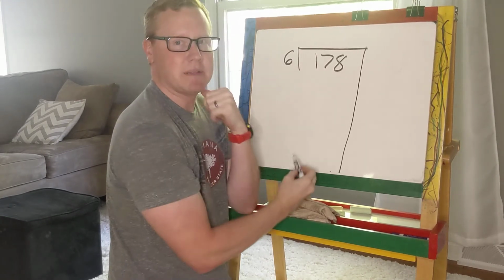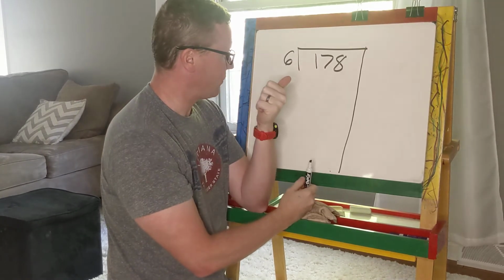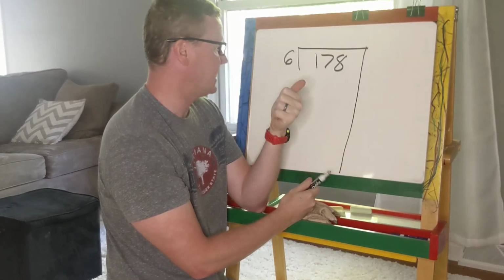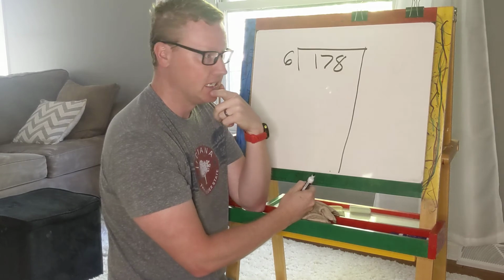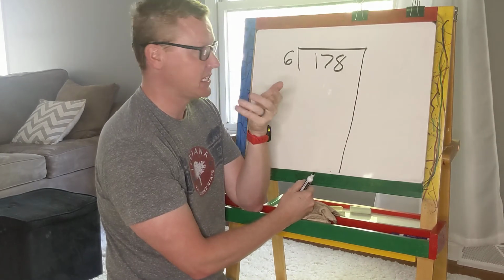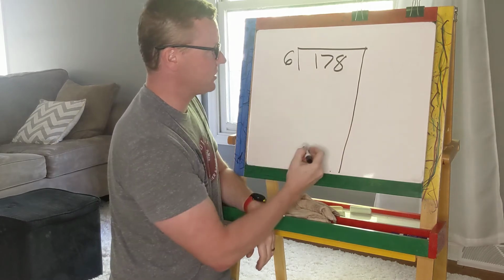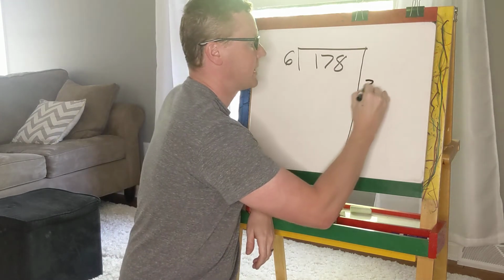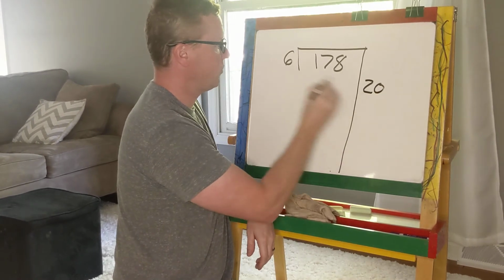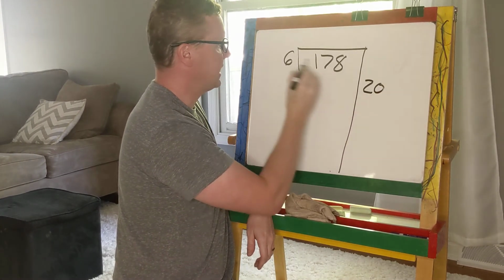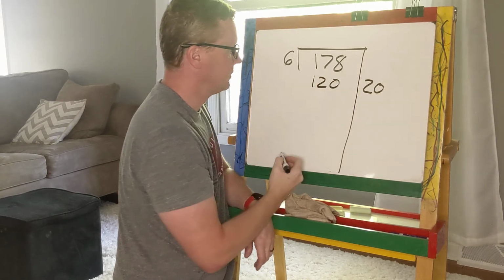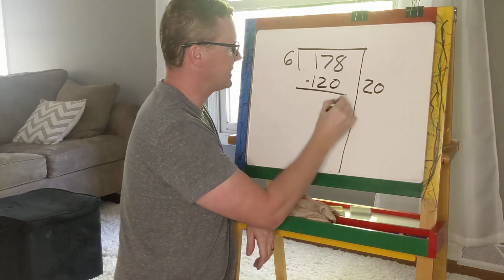Well, I'm going to do something. I know that 6 times 1 is 6. 6 times 10 is 60. 6 times 20 is double 10, so double 60 is 120. That's smaller, so I'm going to do a 20. And I'm going to write 20 times 6 is 120. And now I'm going to subtract that to see what we have left.